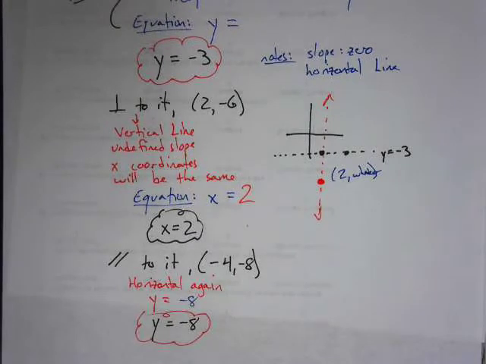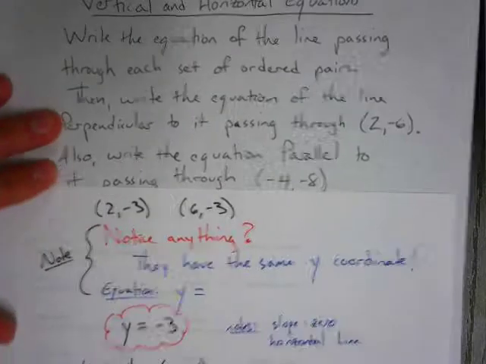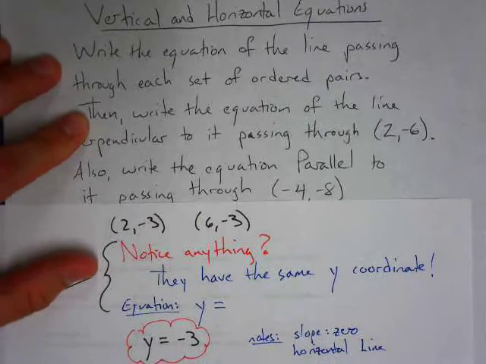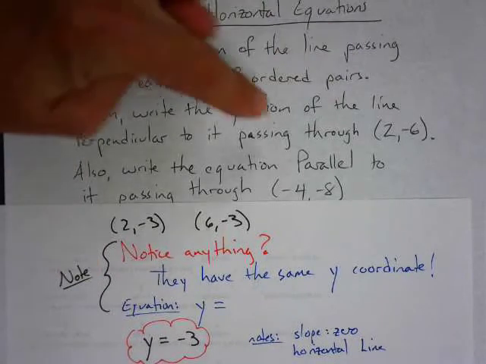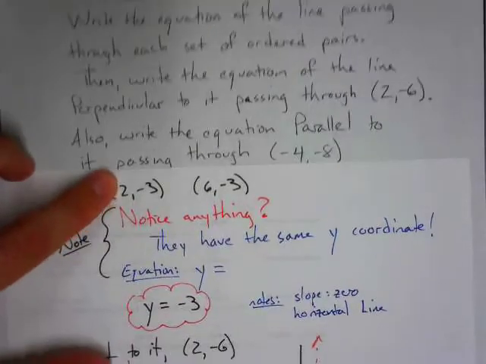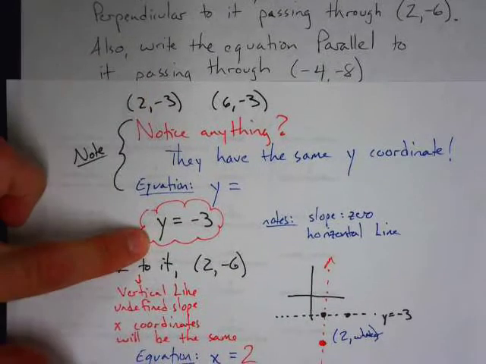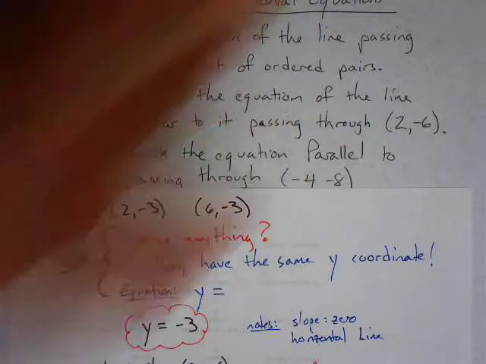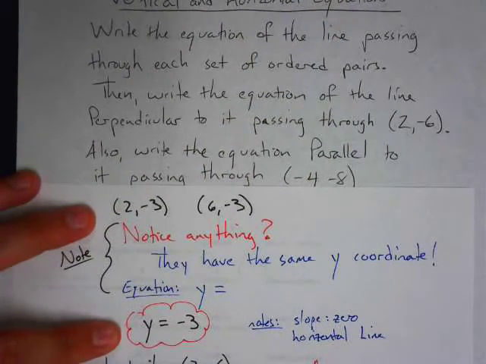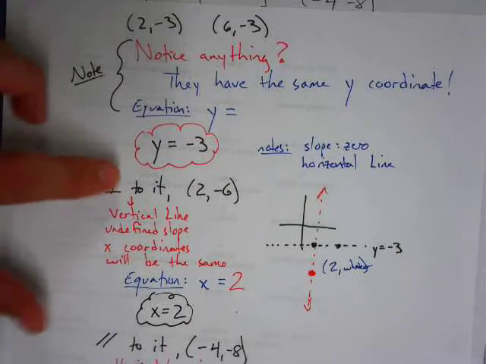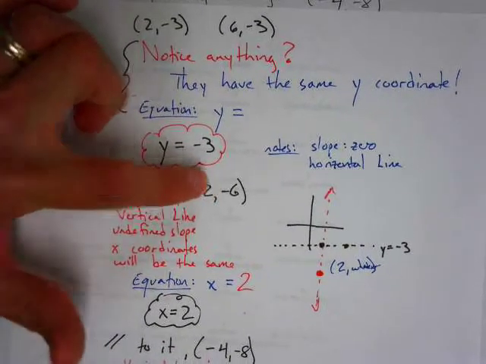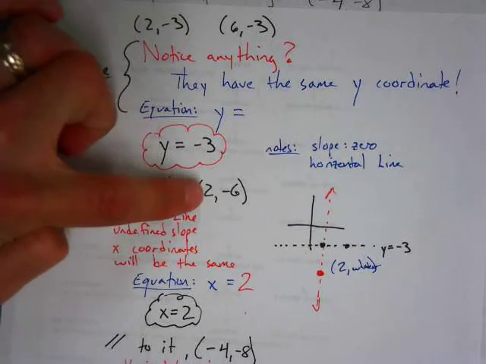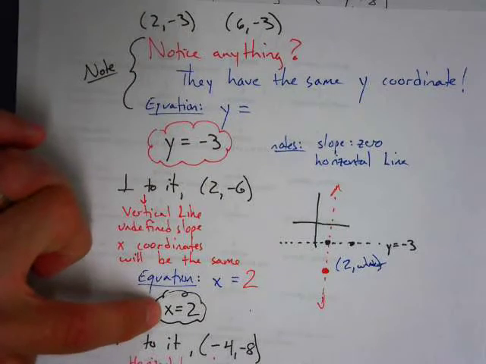So let's refresh. What just happened? Remember, we were doing 3 things, right? We had 3 things. We're going to write the equation of the line passing through each set of ordered pairs. In these 2 ordered pairs, we know the equation is y equals -3. Check. Then we're going to write the equation of the line perpendicular to that, passing through 2, -6. And we know perpendicular to that, passing through 2, -6, is going to be a vertical line, which means x equals 2. Okay, so that's the second thing we've done.